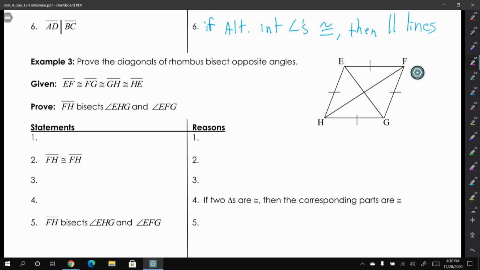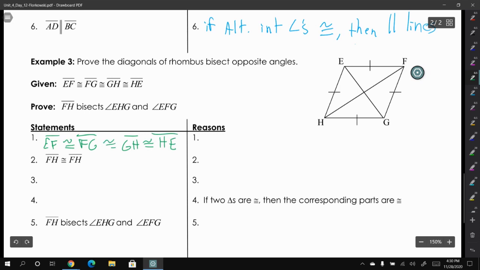All right, so in example number 3, we're going to prove that the diagonals of a rhombus bisect these opposite angles. So we're given at the beginning a pretty long congruent statement. So we have EF is congruent to FG, which is congruent to GH, which is congruent to HE. So what that is saying is that all 4 of our sides on the outside are congruent. And we have that marked up here.